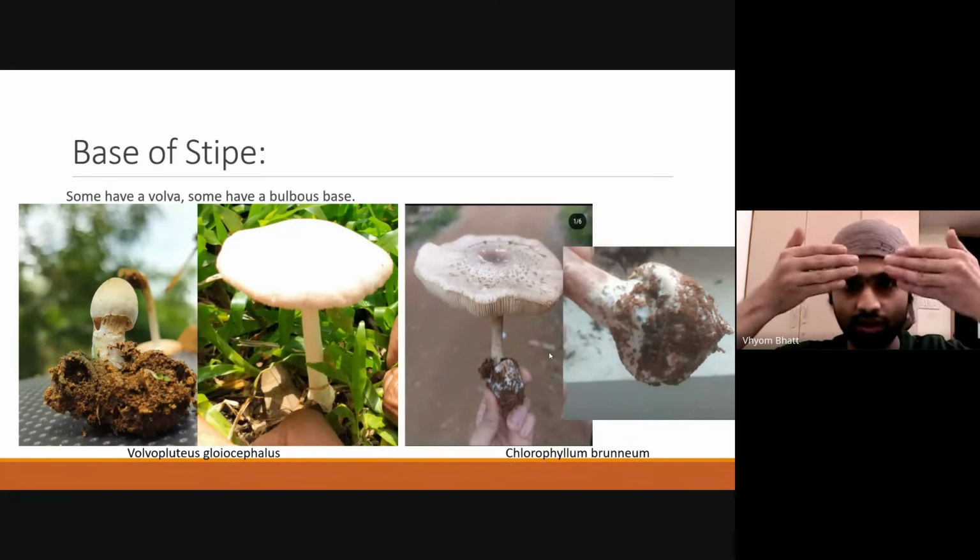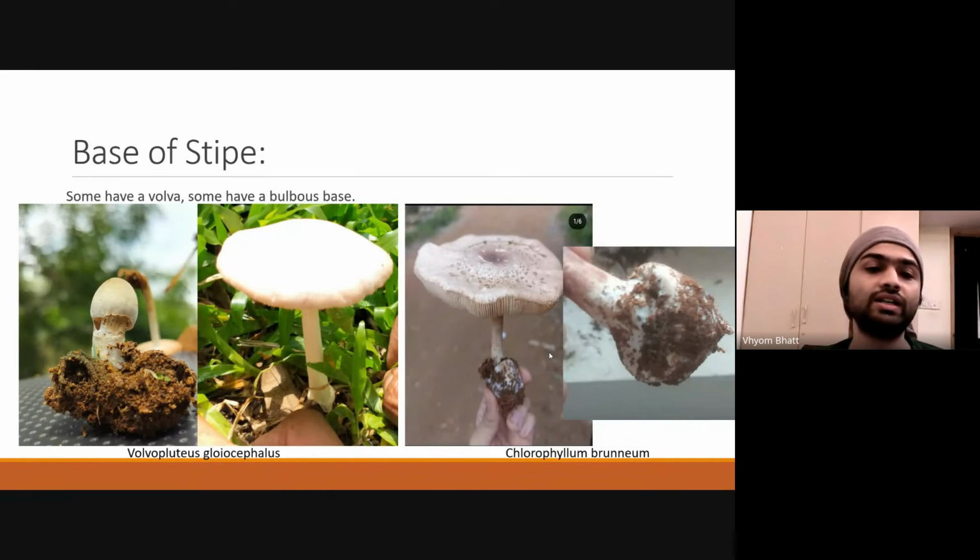Then from the annulus, we go to the base of the stipe. So some have a volva, some have a bulbous base. Again, Volvopluteus gloiocephalus. It has this volva at the bottom, this sac-like structure. This is again a bigger matured specimen. If you can see a ring over here, not a great picture, but fine enough for someone to say, okay, it has a sac at the bottom. So it has an egg-like volva.